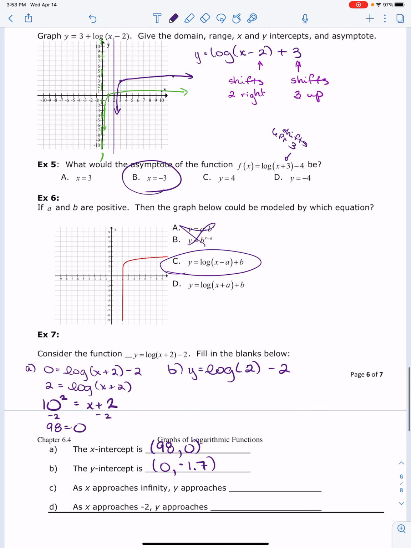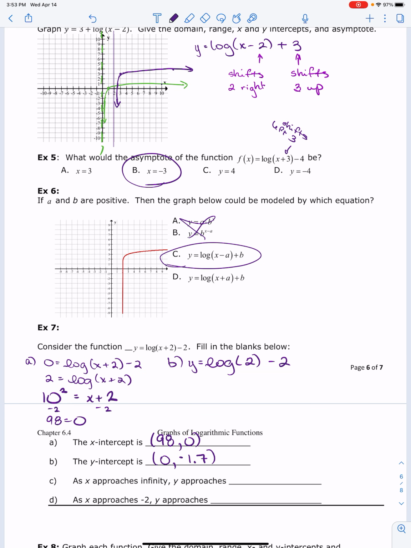Good question. Let's take a look at what our graph looks like. So think about the standard log function. This has moved everything left 2. This has moved everything down 2. So here's my asymptote. Left 2, down 2, somewhere down.